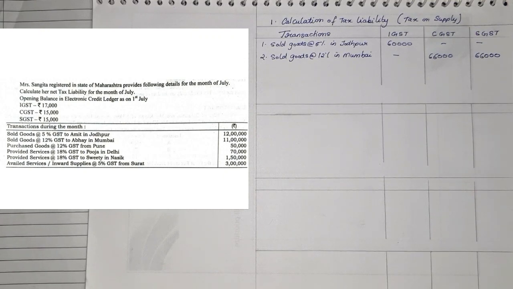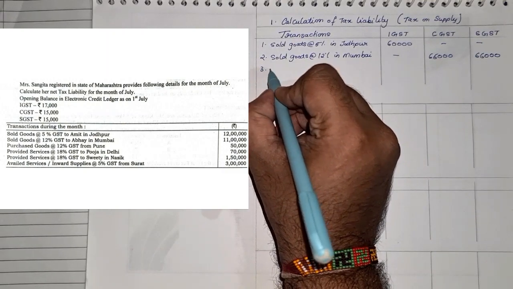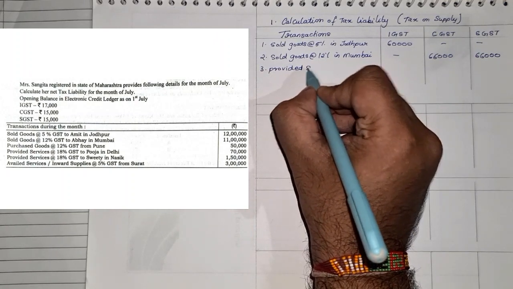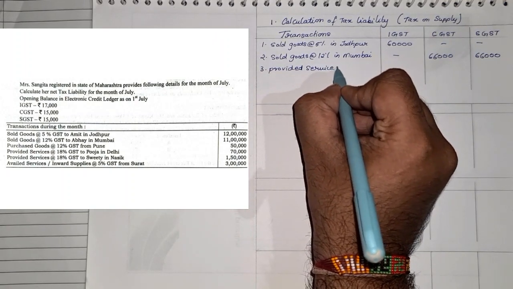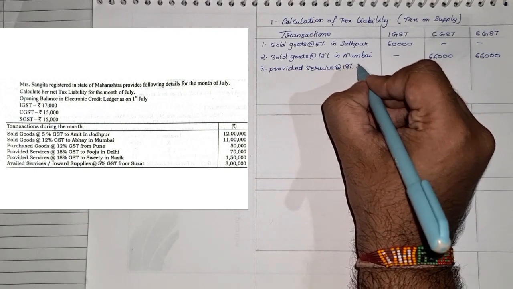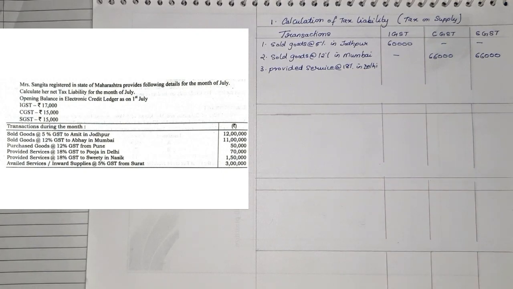If you're providing, meaning you are giving service, you're supplying, so yes, that also will come here. Third, provided services at 18% in Delhi. Maharashtra, Delhi, two different states, the entire tax will be taken under IGST.